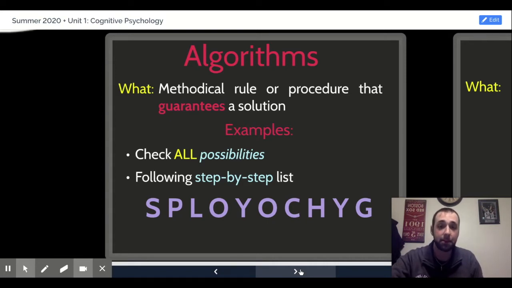Many of your math classes are actually built around algorithms, even if it's not a term that you've previously used. Anytime you've been taught a step-by-step list of instructions, whether it's PEMDAS or anything else, you are actually following an algorithm. That assumes that following it perfectly will guarantee a solution. The same is true with chemistry and many other classes.